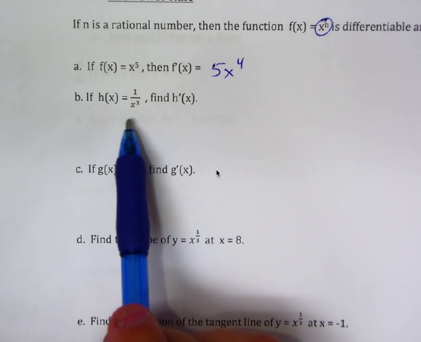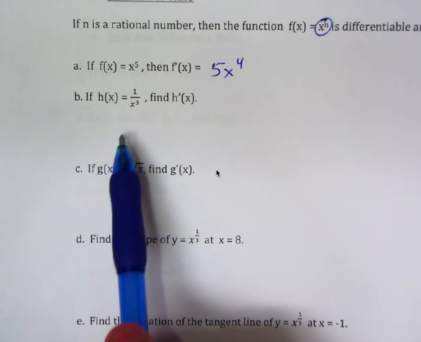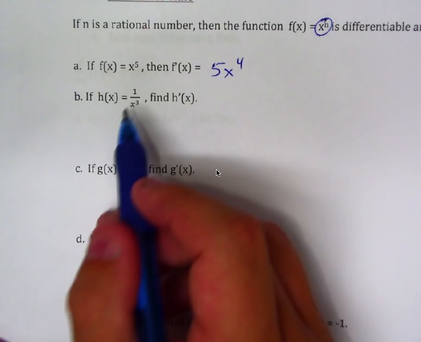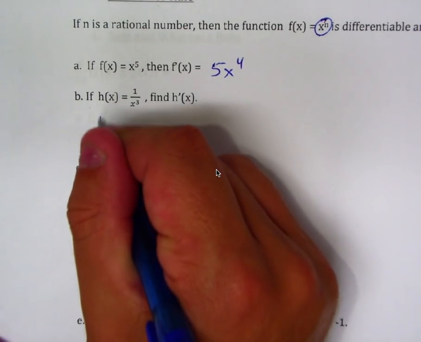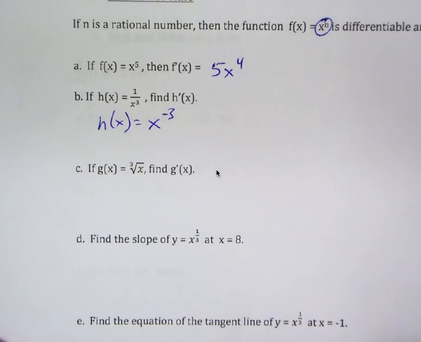So think about how we can rewrite this function, and that's going to be part of your task, is to rewrite these functions to then be able to use this shortcut. So 1 over x to the third is really x to the negative third. Now we've put it in the appropriate form. Now we can use the shortcut.